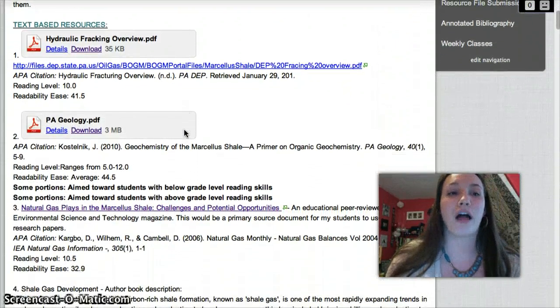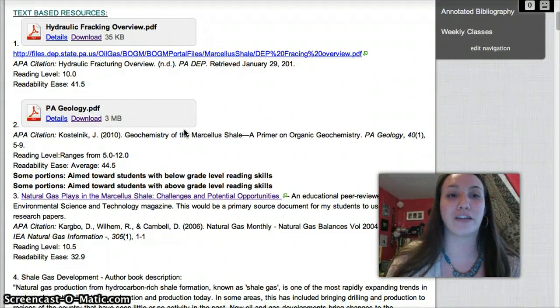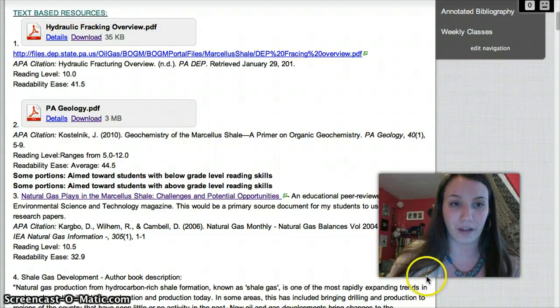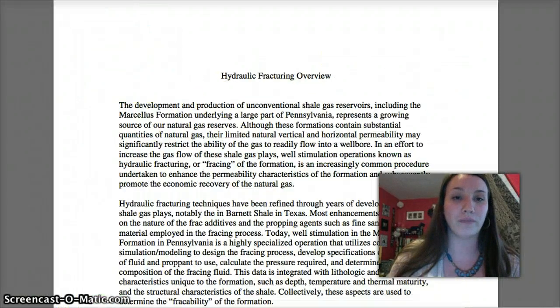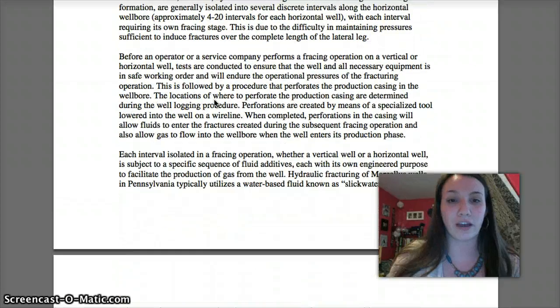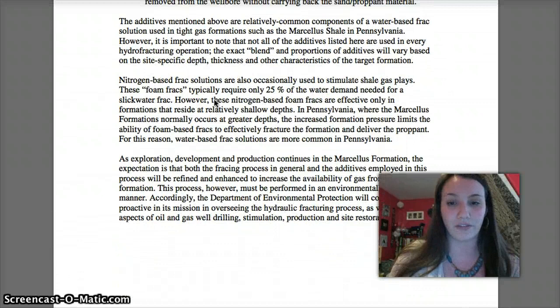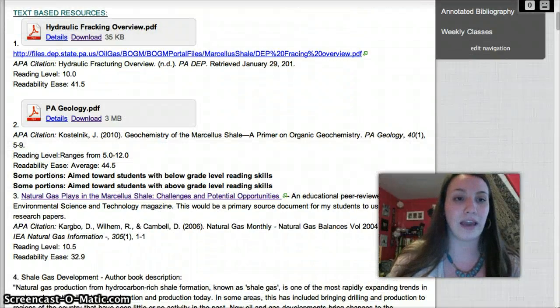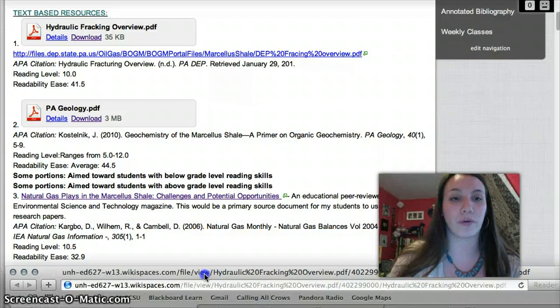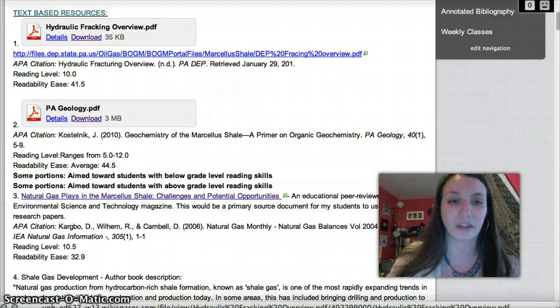Now, first of all, I would have 5 different text-based resources. And my text-based resources are the following. I have one PDF called Hydraulic Fracking Overview. This is from a Pennsylvania Department of Environmental Protection. And it is a short overview. It's about 3 or 4 pages. And the reading ease of this overview itself would be a 10.0 or 41.5 E. So this is on grade level.